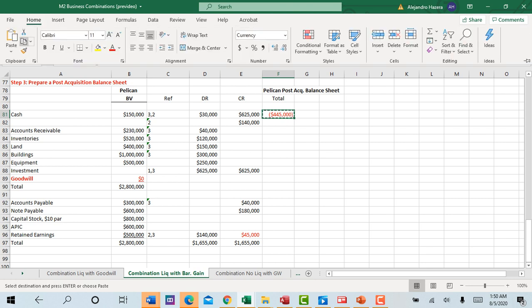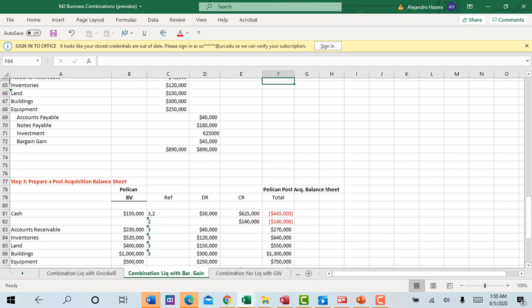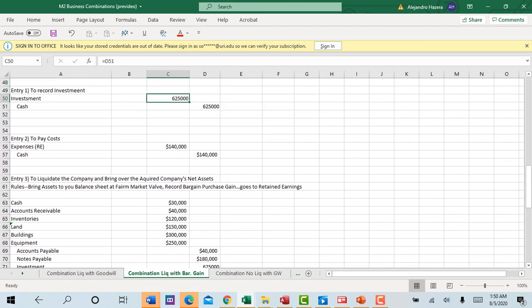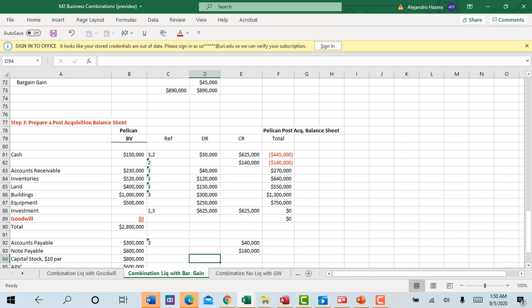Okay, so let's go ahead and copy that down. So our investment ends up at 0, which is what it should end up with because you invested $625 in entry 1, but then you threw the stock away, and then rather than keeping the stock, you threw it in the garbage and brought over all the assets and liabilities. So 625.